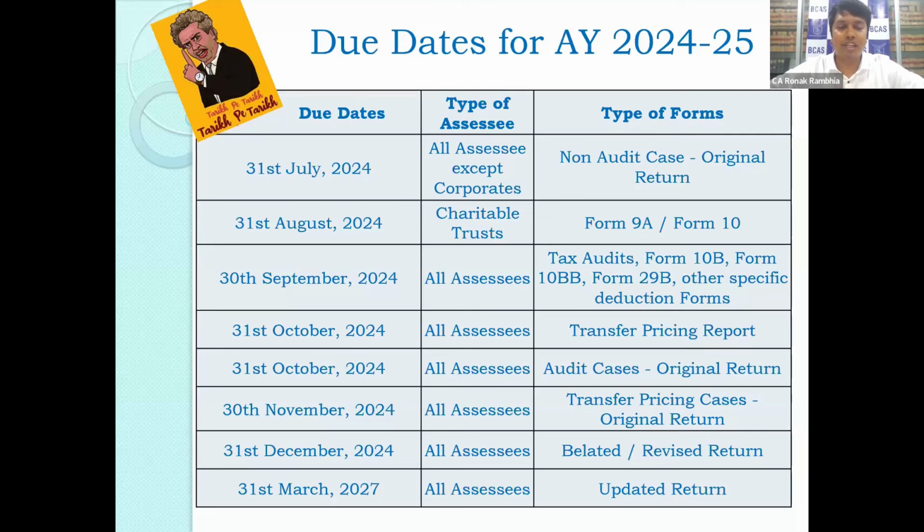Then comes the 30th September 2024 deadline, which is for the tax audits, Form 10B, Form 10BB, 29B, and other applicable specific deduction forms. For example, if you are claiming deduction under Section 80JJAA, you have to file Form 10DA. If you are claiming under Section 10AA, you have to file Form 56. And there are various other forms which one has to carefully analyze, to see which forms are to be filed before this due date. The only interplay here is that there are some forms which are to be signed by a chartered accountant, and that has to be filed with the income tax department.